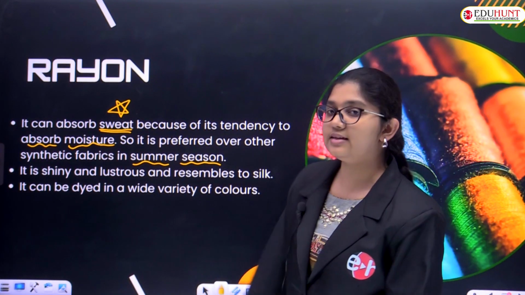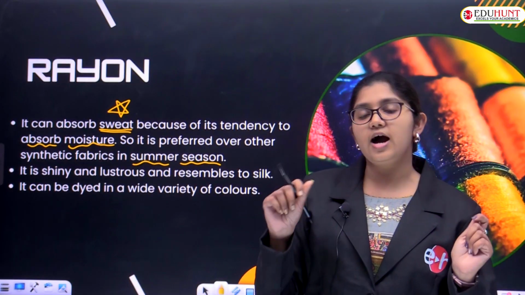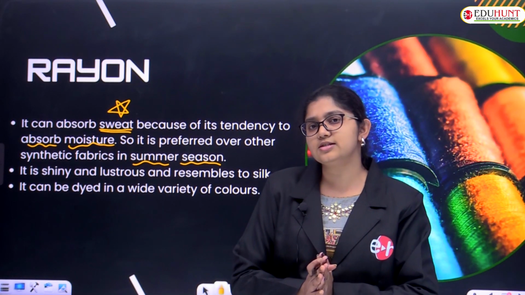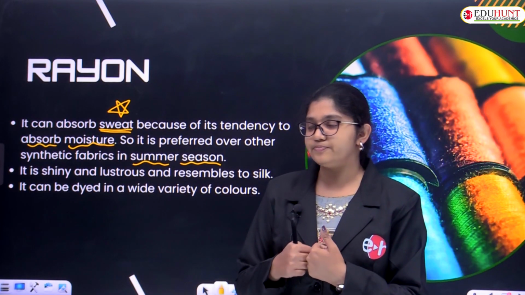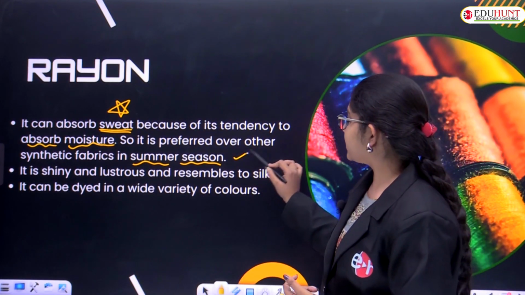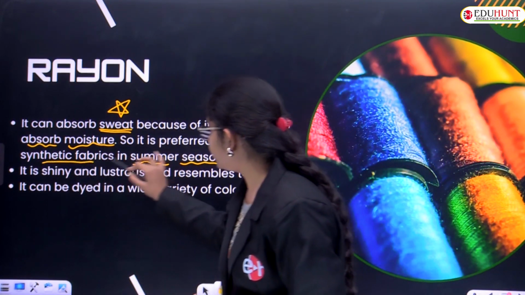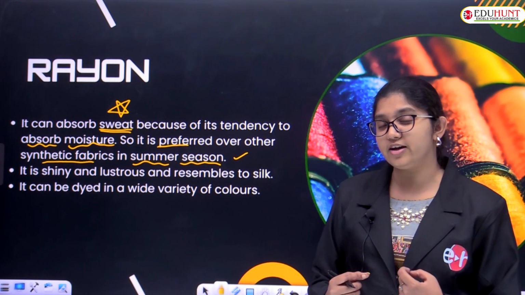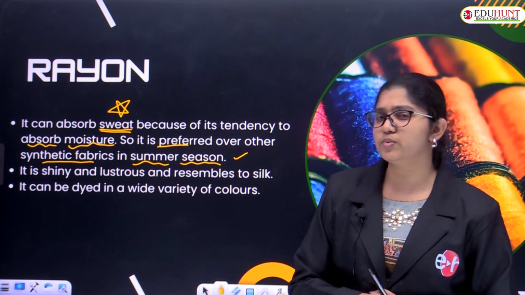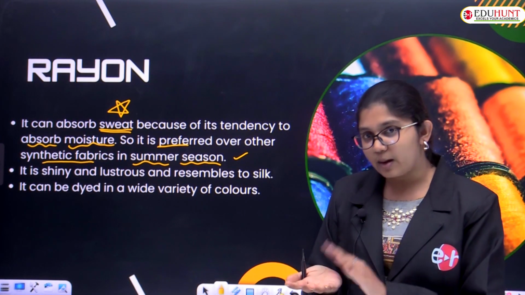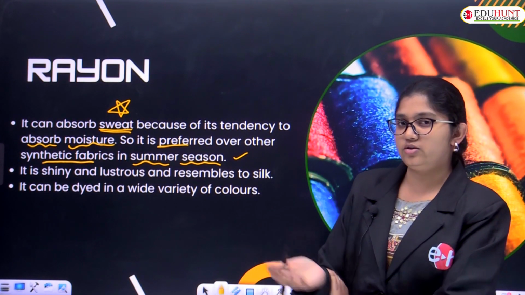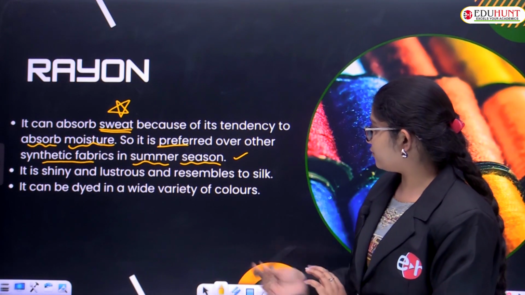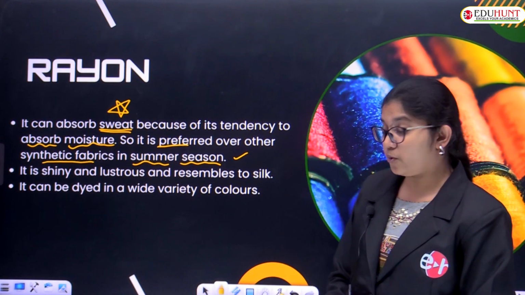Similarly, clothes containing rayon are also preferred in the summer season because it is absorbing moisture, right? So this kind of synthetic fiber is preferred in the summer season. In summer we can happily wear rayon clothes because why? It can absorb our sweat. Very good. We can happily survive. Fine. Next important point regarding rayon.